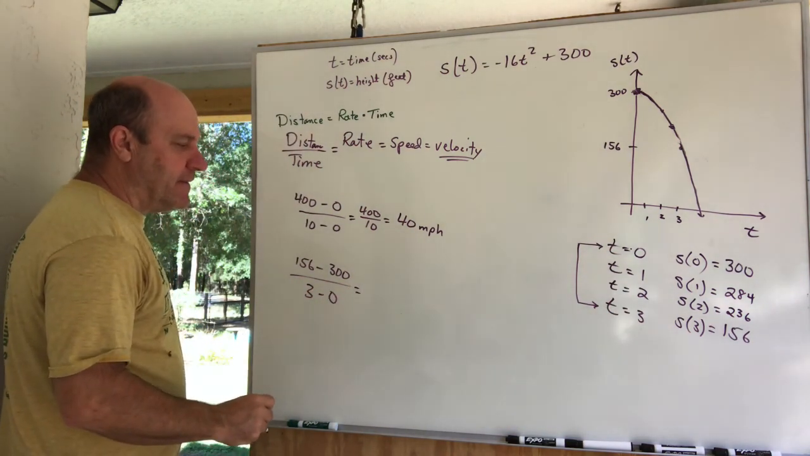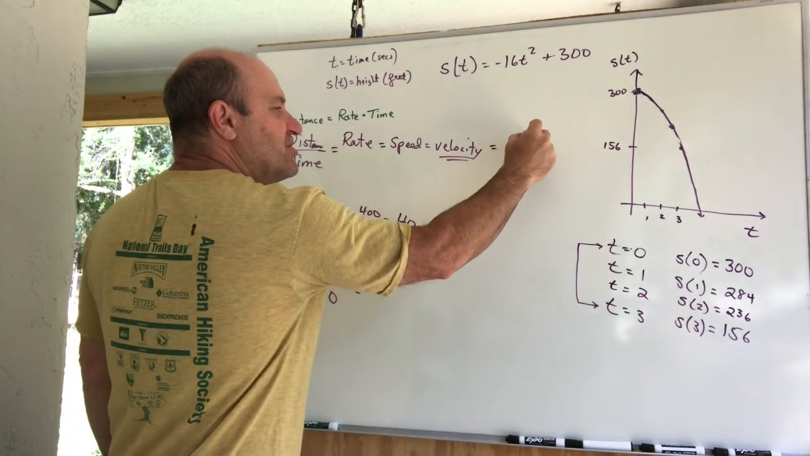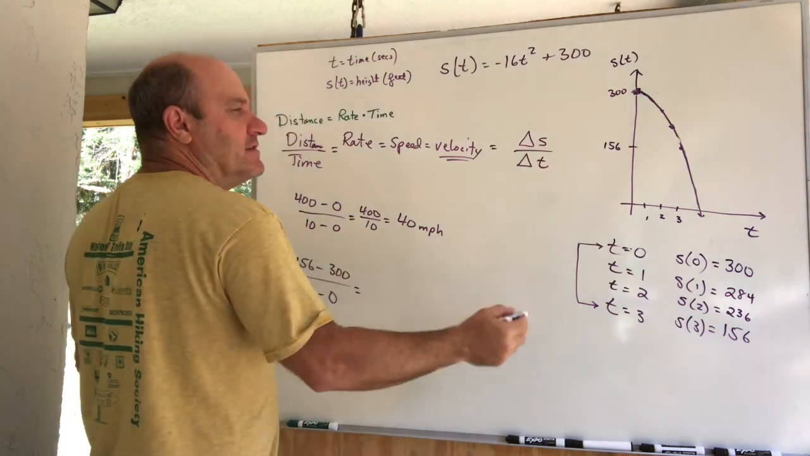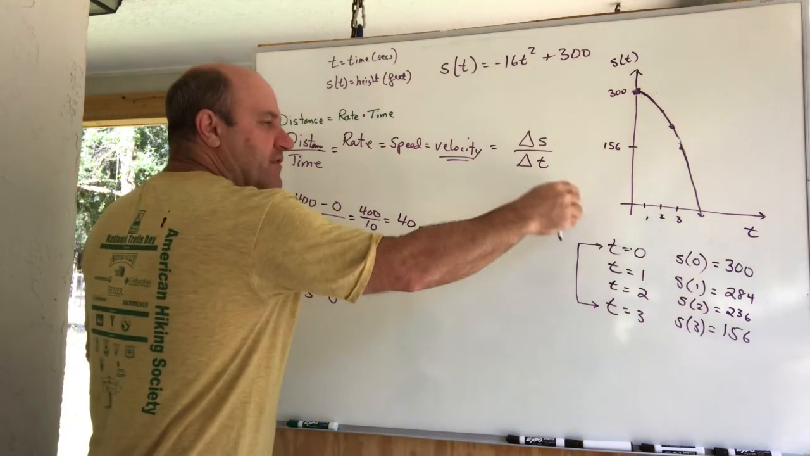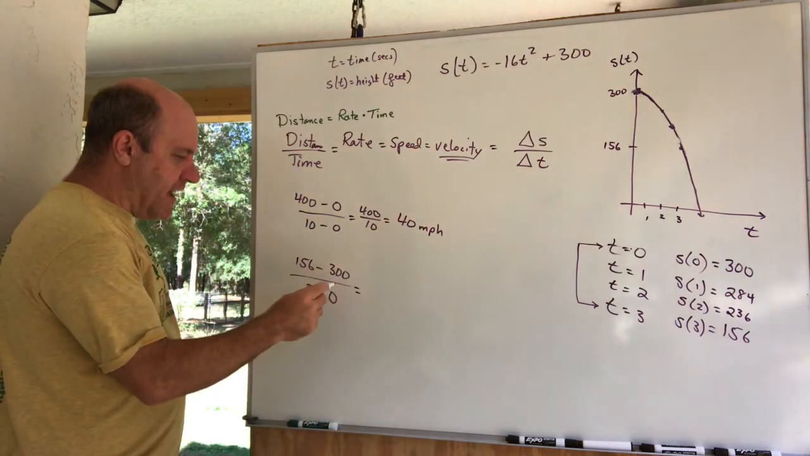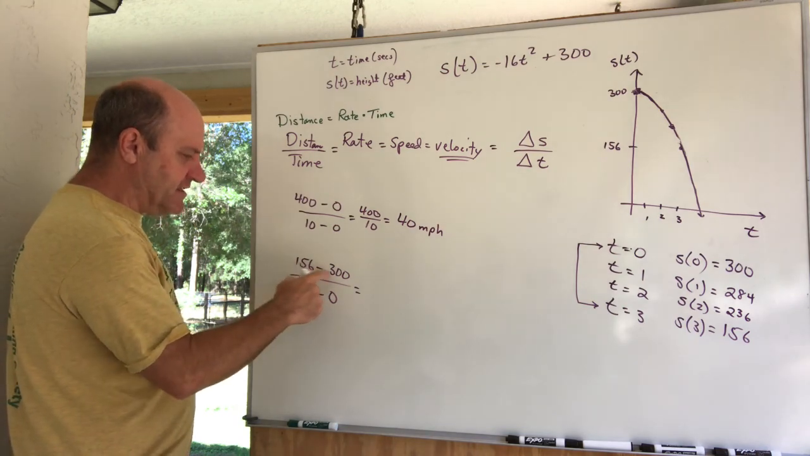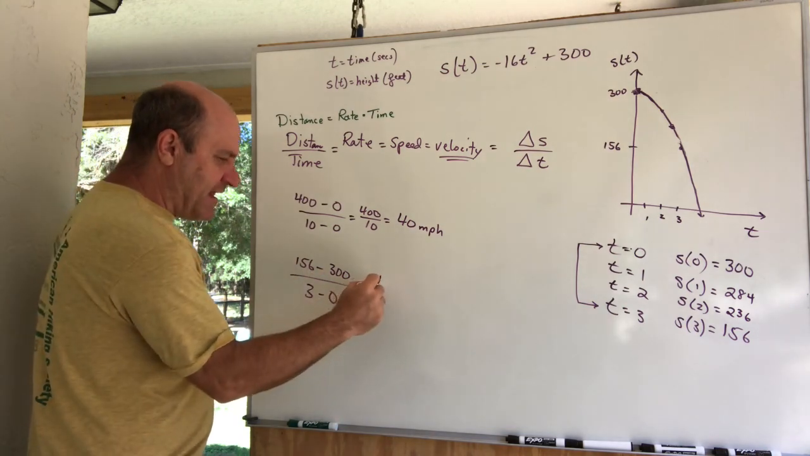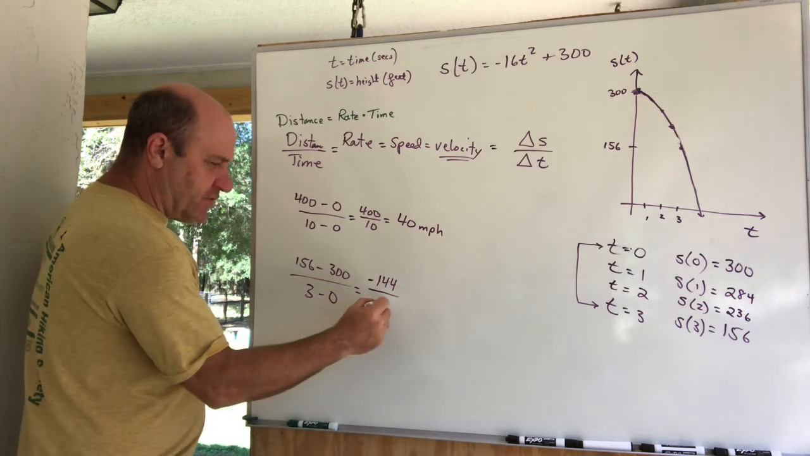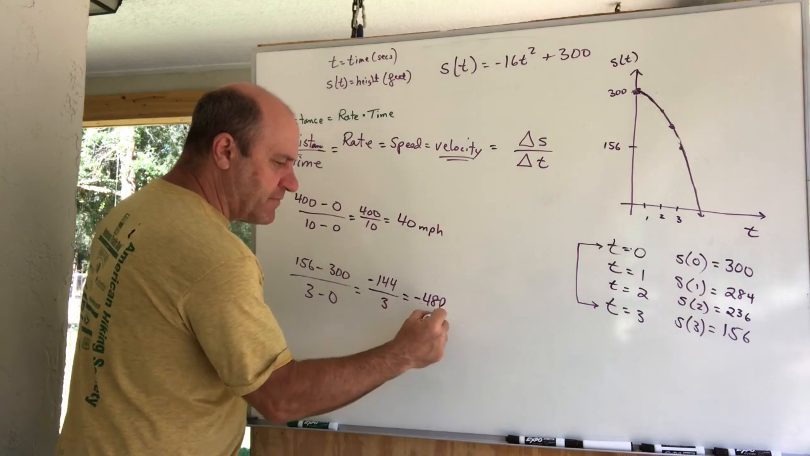So it is this distance over time, this change in height over this change in time. In this specific problem, it's got those variables on it. Here we go. What is this? It's the change in the height over the change in time. So 156 minus 300, that's negative 144 feet, and that's 3 seconds. If I divide that, that's negative 48 feet per second.